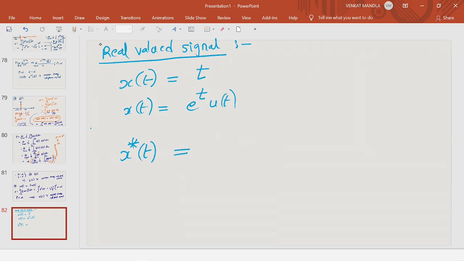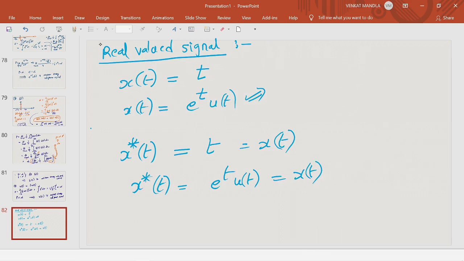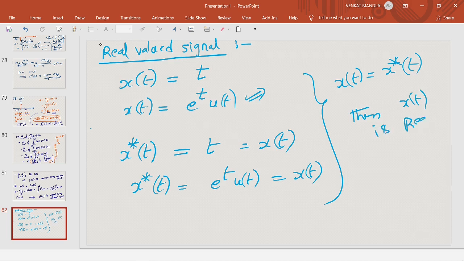So what is x conjugate of t? X conjugate of t is wherever you have j, you put minus j. Here we don't have any j in x of t, so x conjugate of t equal to the same t only. In the second case also, x conjugate of t equal to the same e power t into u of t, you don't have any j terms, so it is x of t only. So this is the condition: if x of t equal to x conjugate of t, then x of t is real.